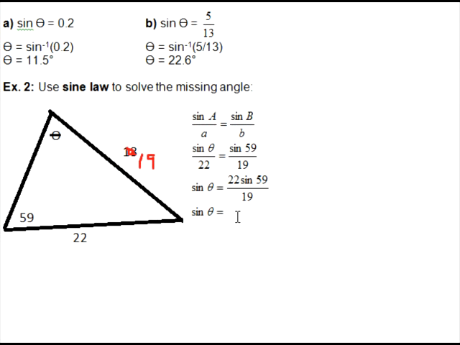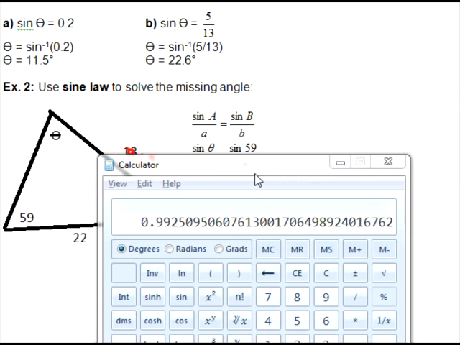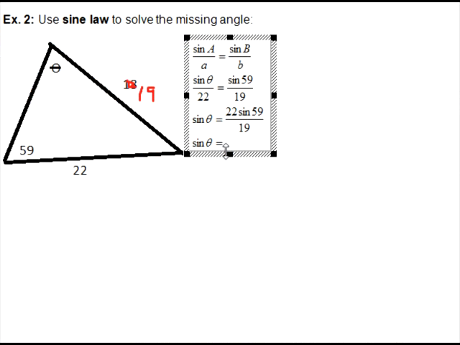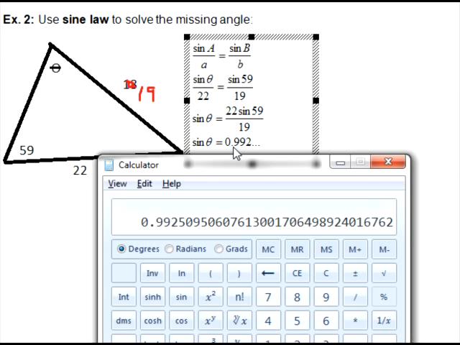So I'm going to change that to 22 times sine 59 divided by 19. I should get 0.992. I know there's a lot more decimals than that. Sorry, I screwed up that first example. The next one hopefully will be a little more clear for people.